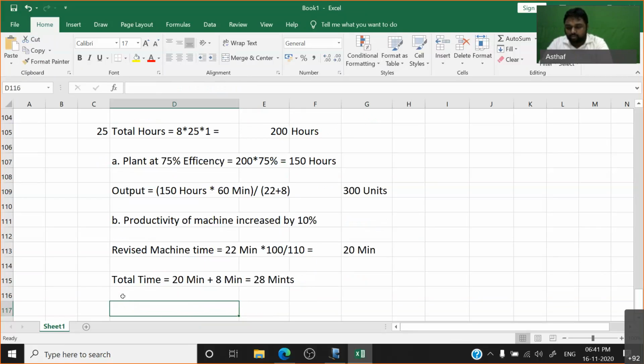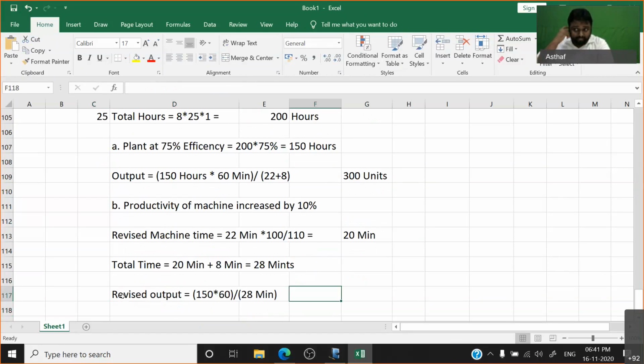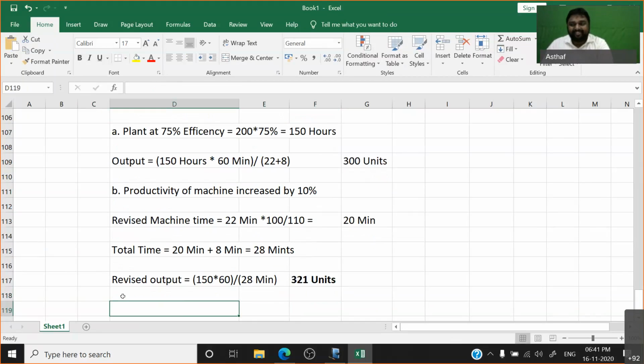So what is the revised output? We assume the time doesn't change. Capacity remains the same. What is the output, my dears? 321 units. Output is 321 units.